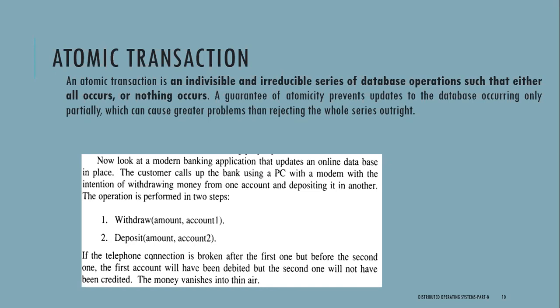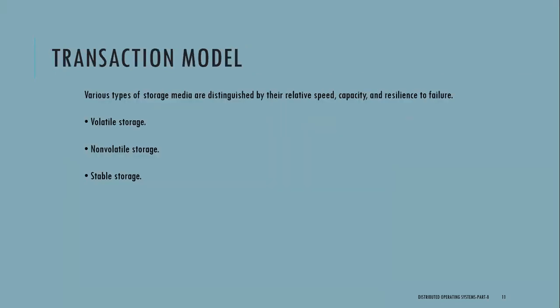Now look at a banking application that updates an online database in place. The customer calls up the bank using a personal computer with a modem with the intention of withdrawing money from one account and depositing it in another. The operations are performed in two steps. One is the withdrawing operation. The second one is the depositing operation. If the telephone connection is broken after the first one but before the second one, the first account will have been debited, but the second one will not have been credited. The money vanishes into thin air.